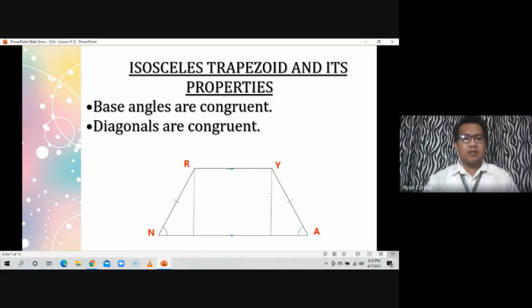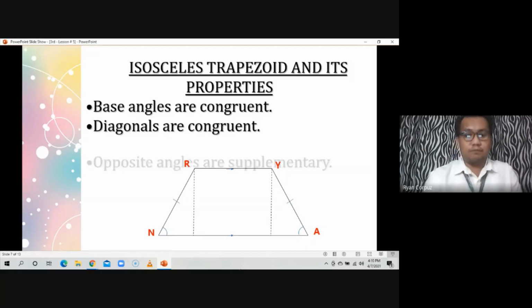Next, diagonals of an isosceles trapezoid are also congruent. So when you draw a segment from point R to point A, which is a diagonal, then from point Y to point N, another diagonal, the diagonals of an isosceles trapezoid are congruent in measure. Ibig sabihin, the measure of segment RA and segment YN are congruent. They are equal in measure also.